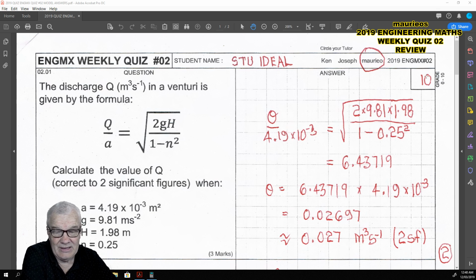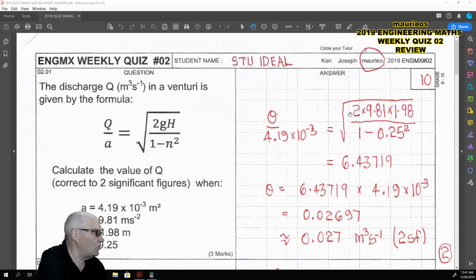All right, so the first thing to do is to fill in what you know. And they've told you what the answer is going to be. It's going to be in meters cubed per second. So I've just filled in what I know. Q over A, 4.19 times 10 to the negative 3, equals the square root of 2 times 9.81 times 1.98, which are all figures that we're getting from down here, all over 1 minus 0.25 squared. Now, that all equals a number that we can work out.